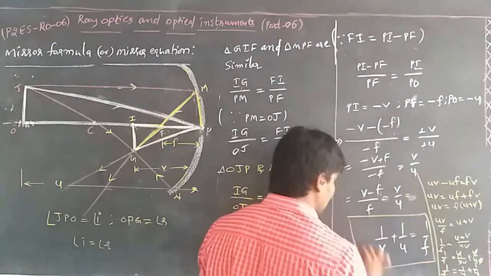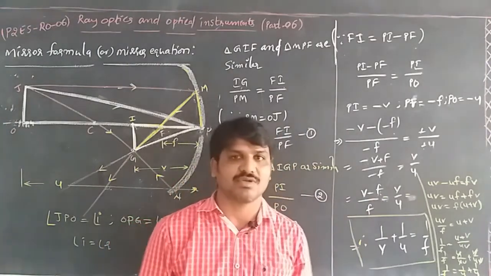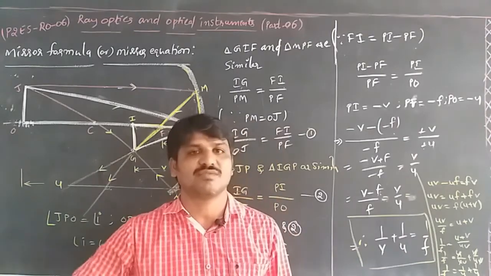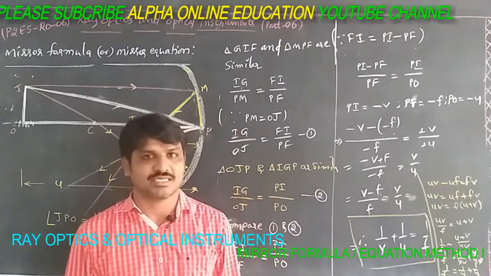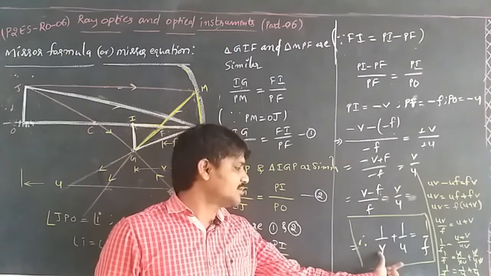This equation is called the mirror formula, or mirror equation. It means the reciprocal of the focal length is equal to the sum of the reciprocals of the distance of the image and the distance of the object. This is the mirror formula, and all the mirrors are made using this formula.